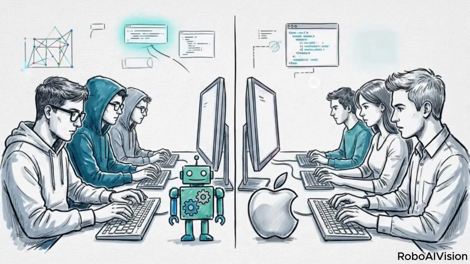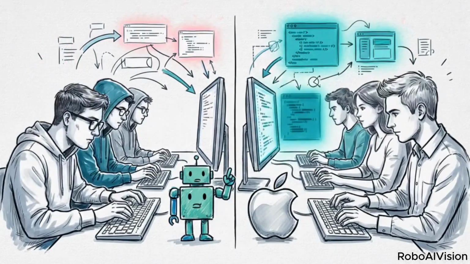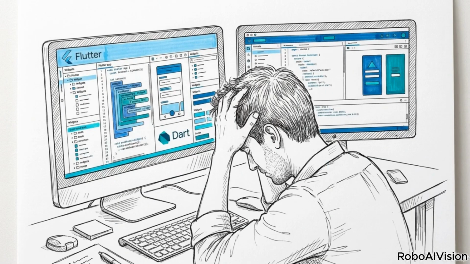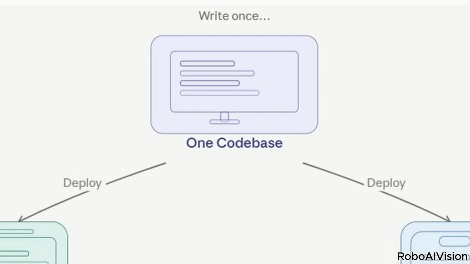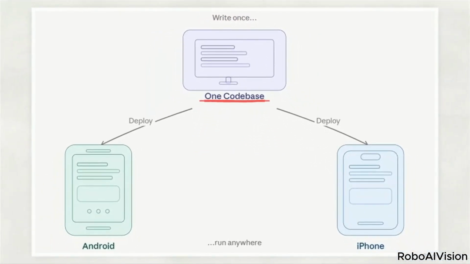Historically, building a mobile app meant doing the exact same work twice. You had to hire one team for the Android language and a completely separate team to build it from scratch for iOS. This diagram illustrates how Flutter solves that problem. It acts as a universal translator, allowing you to write your app just once. From this single codebase, the system automatically builds native versions for both Android and iPhone.